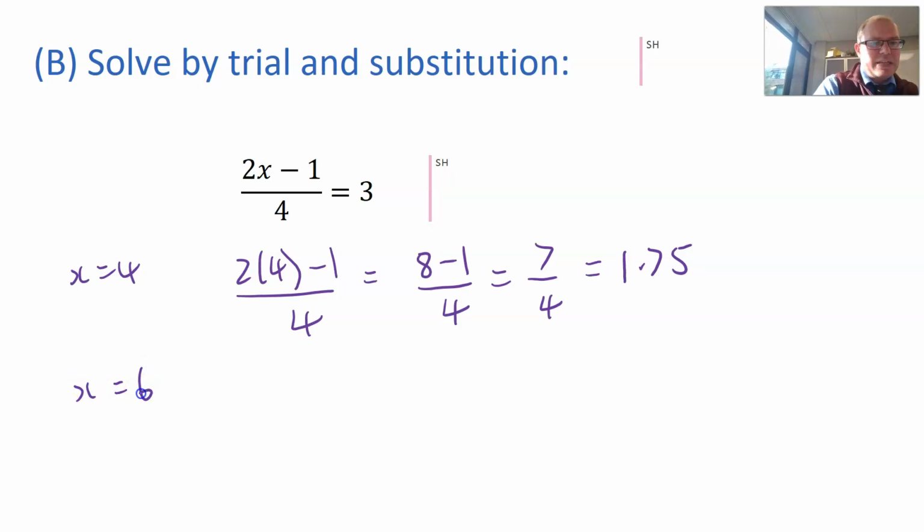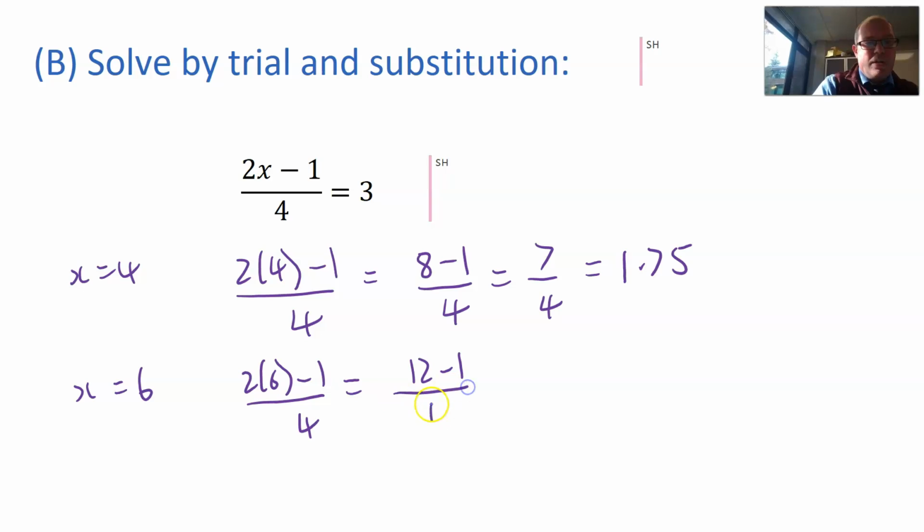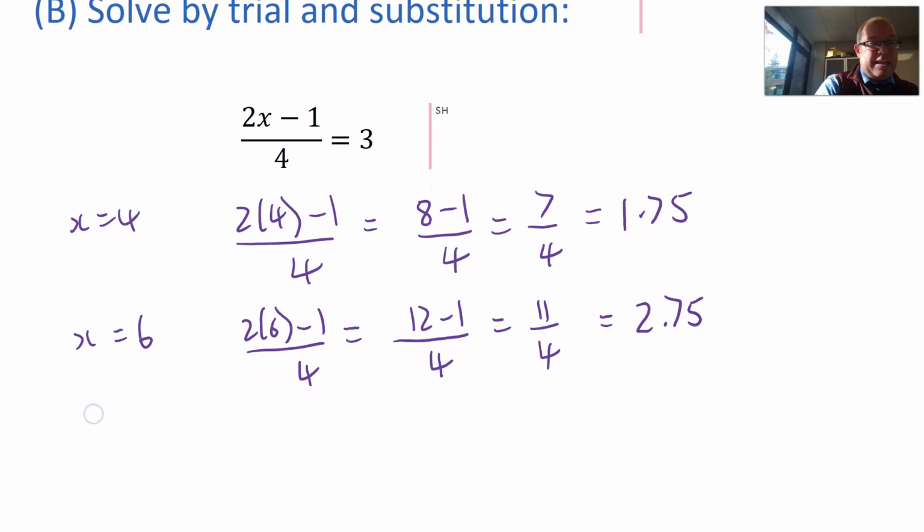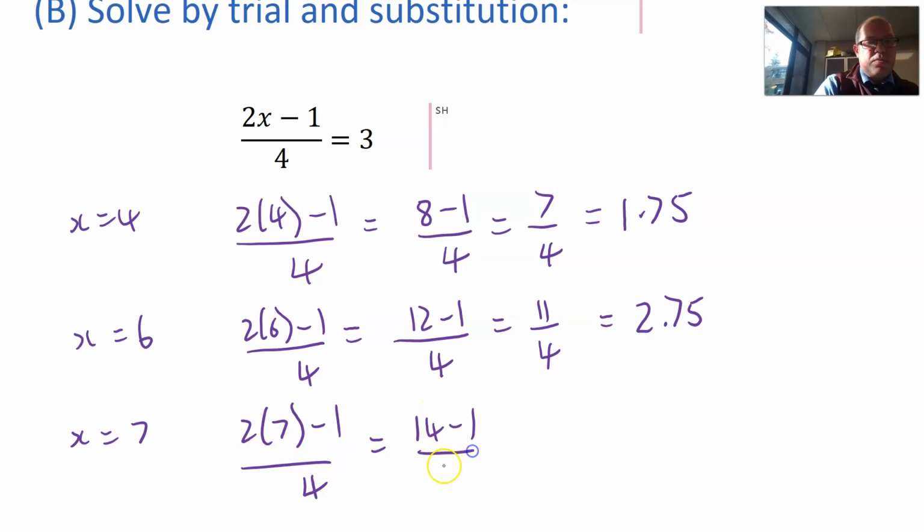Let's guess 6. So 2 times 6 minus 1 divided by 4 is 12 minus 1 divided by 4. So 11 divided by 4, which is 2.75, 2 3/4. So I'm getting close. So let's try 7. So 2 times 7 minus 1 divided by 4 is 14 minus 1 divided by 4. So 13 divided by 4 and 3.25.